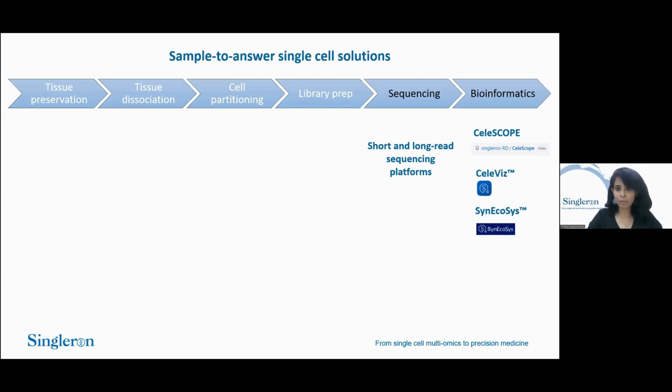So now we're at the end of the workflow. You have your library. Our libraries can be sequenced on all established short and long read sequencing platforms. And we also have bioinformatics solutions to get you from the raw FASTQ files to all usual single cell analysis. And we also have a single cell database that you can leverage if you're interested in clinical studies. So I won't go into detail into these, but these are all available for you to use.